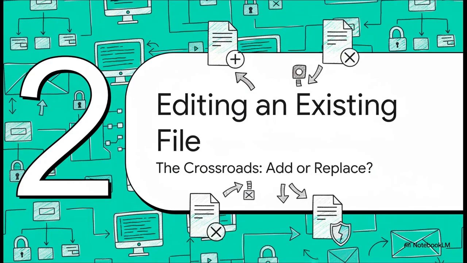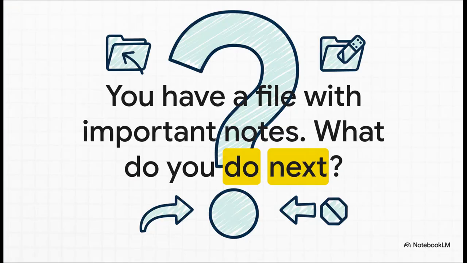Okay, but what happens when the file you want to work with already exists? Well, now you've hit a crossroads. You have a really critical choice to make. Are you going to add new information, or are you going to, well, replace everything that's already in there? So let's play this out. Imagine you've got this file, right? Maybe it's full of important notes for a project, or it's a log of everything that's been happening, and now you need to add more to it. What do you do? What's your next move?